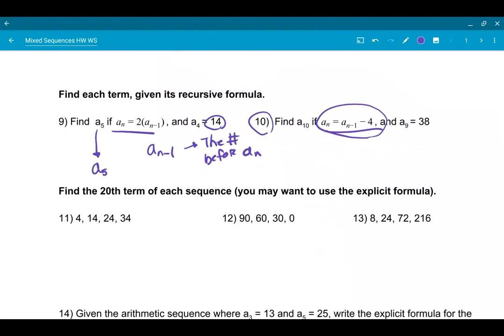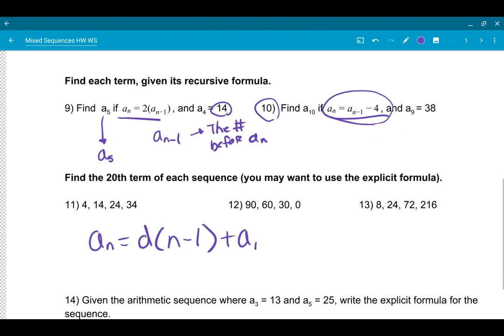For this one, this is exactly what we were doing in class, find a sub 20. It may help you to write down this formula. It's also in your notes. A sub n equals the common difference times n minus 1 plus the first term. You might have to use something different for one of the other ones because it might be geometric. Just a thought.